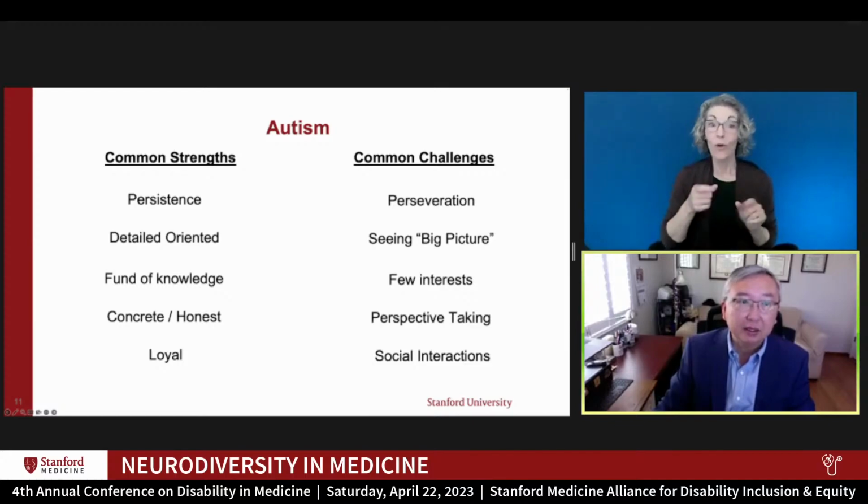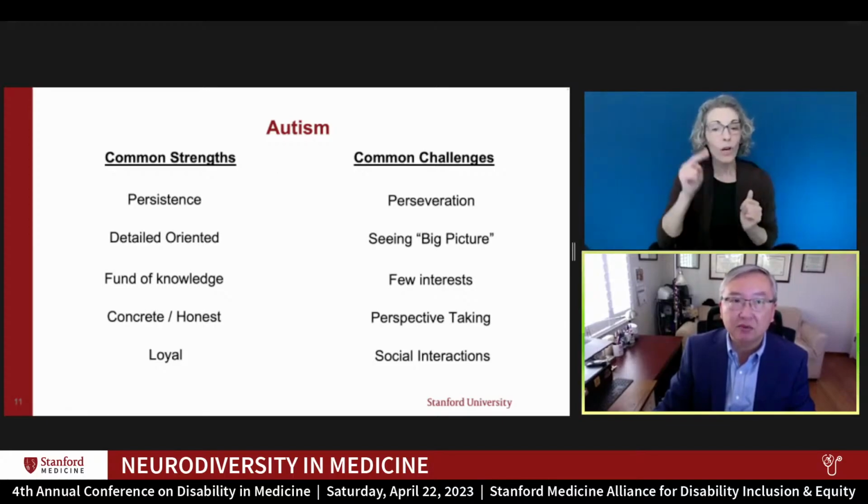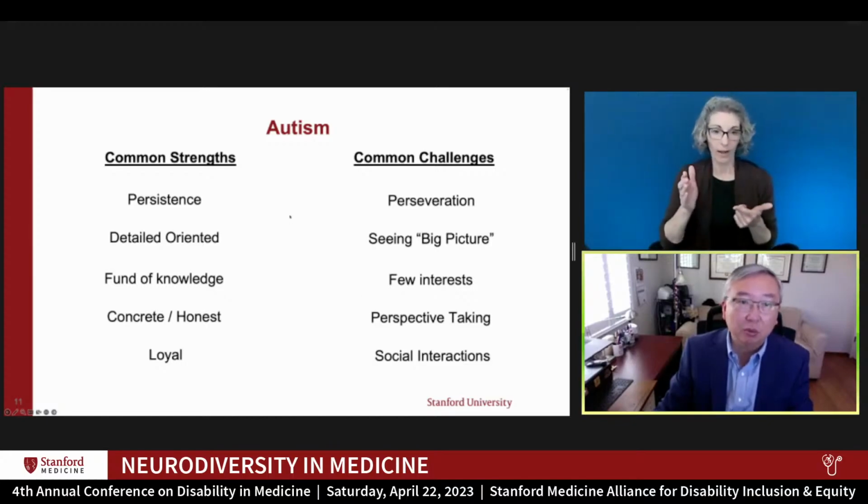And what can make it possible for the strengths to be manifested most of the time would be the environment. When the environment is neurodiversity friendly, when people understand the strengths of autistic individuals and allow autistic individuals to show their strengths and understand their challenges, then you're going to be able to see a lot more good from autistic people.